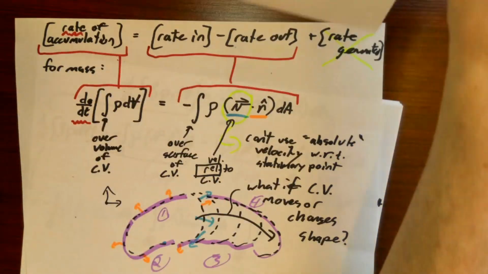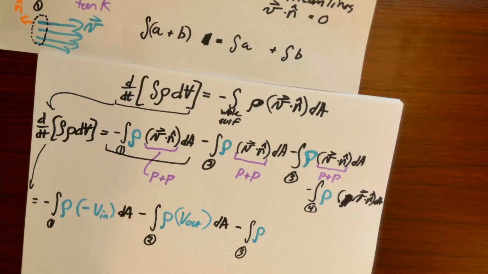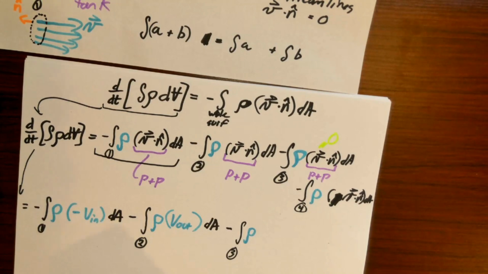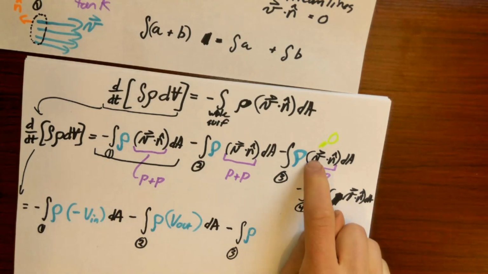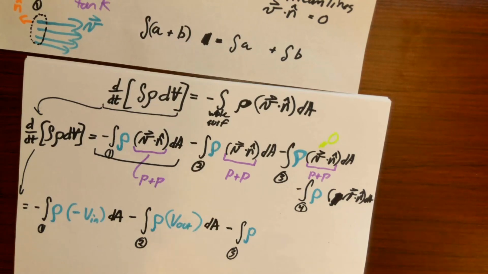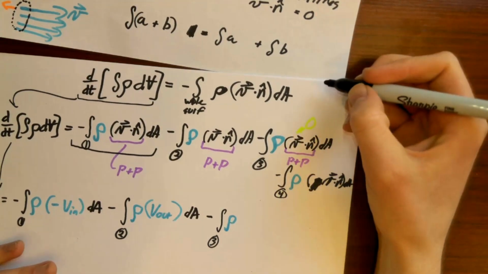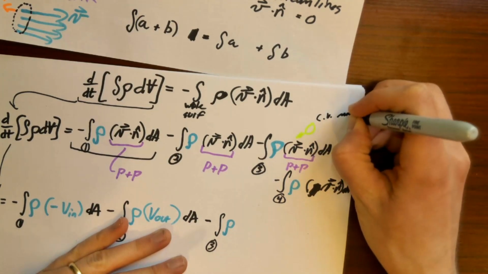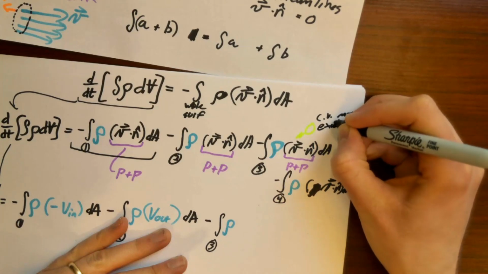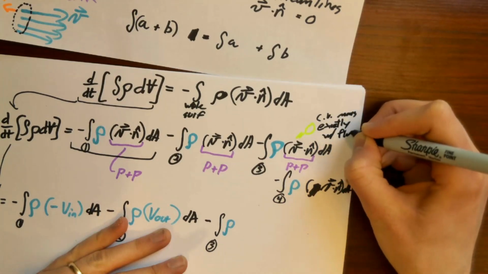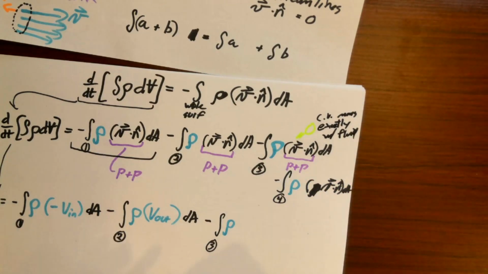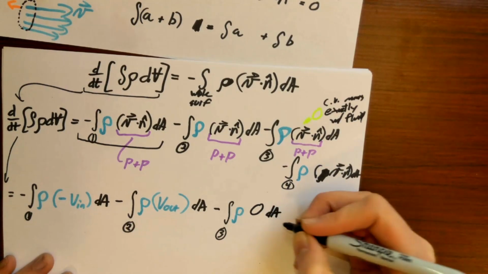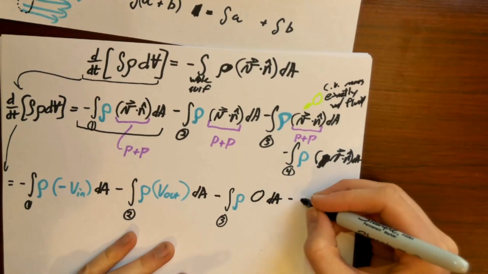So in this case, along surface 3, V is 0. V is 0 because there's no relative motion, because we've defined our control volume to move exactly with the fluid. So there's no relative velocity. So our V dot N is 0 because our relative velocity is 0. And we have dA. And then we have surface 4.